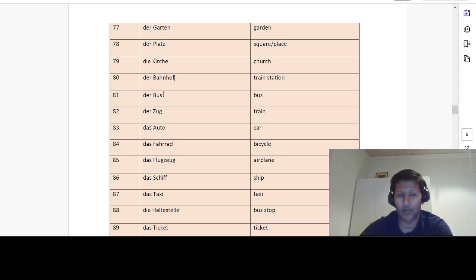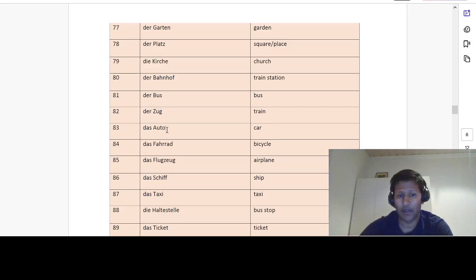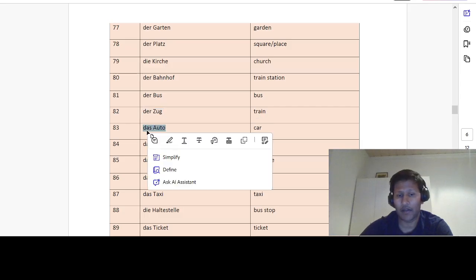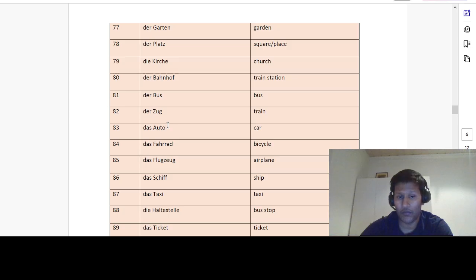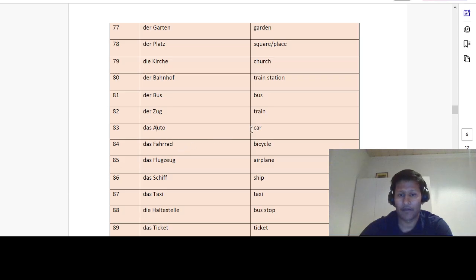And then der Bus, the bus. Der Zug, train. And then we have car, right? Das Auto. Read it as Auto. That is car. And then we have das Fahrrad, bicycle.